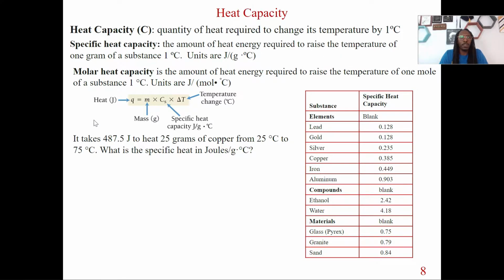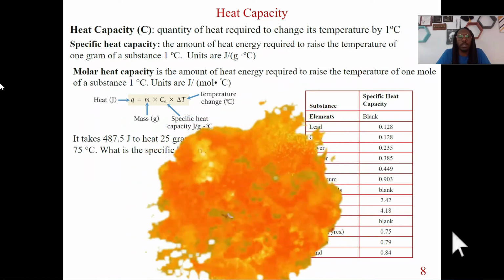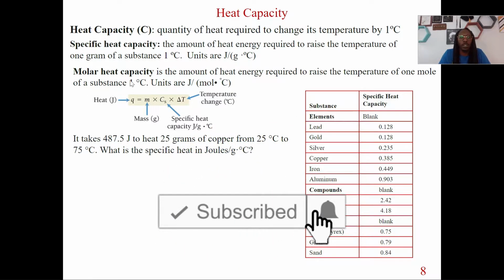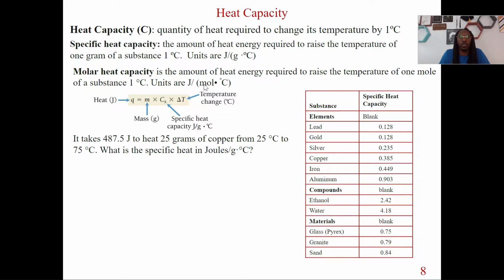We also have another heat capacity called molar heat capacity. So this is the amount of heat energy required to raise the temperature of 1 mole of a substance 1 degree Celsius. So instead of using grams, we use moles here. All right. Okay, so let's look at these examples of specific heat capacity. Just point out a couple here.